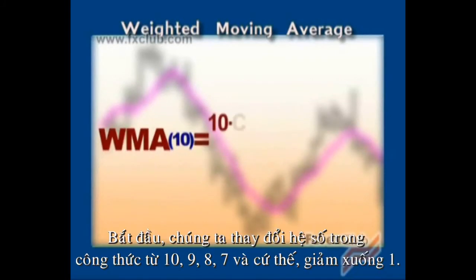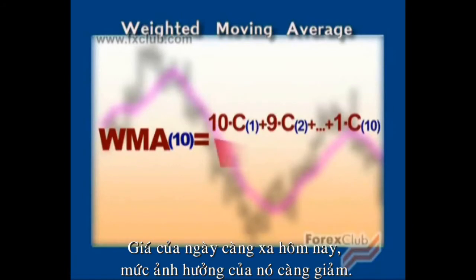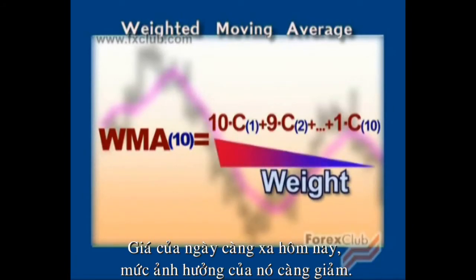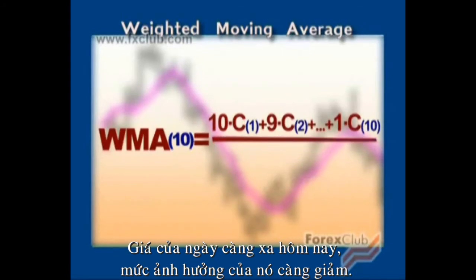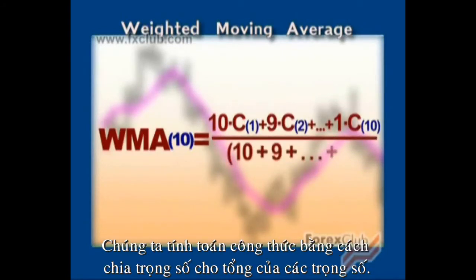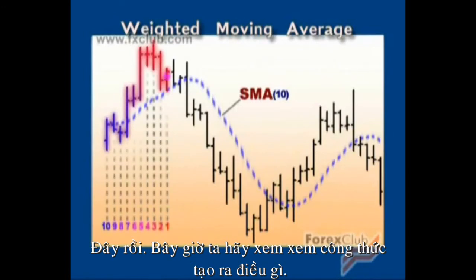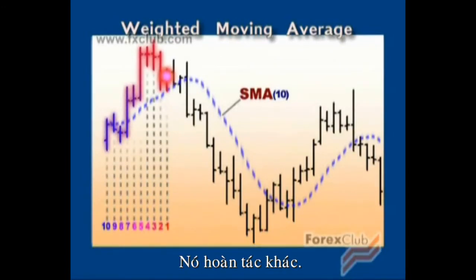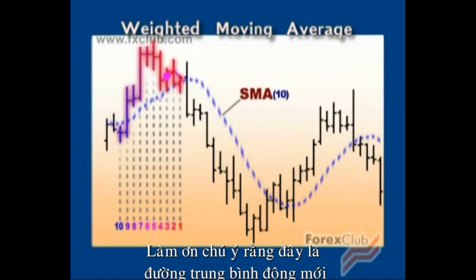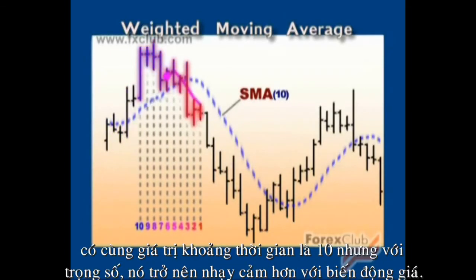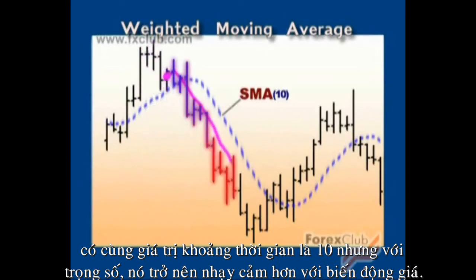So what do we do? To start with, we change the factors in our formula to 10, 9, 8, 7 and so on down to 1. The further the price is from today, the less weight it has. We add the finishing touches to this formula by dividing it by the sum of weighting factors. That's it. Now let's see what the formula generates. It's definitely different. Please note that this new moving average has the same number of time periods, 10, but it's faster and more sensitive to fluctuations in price.